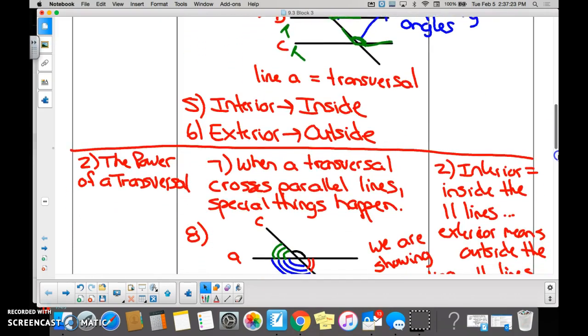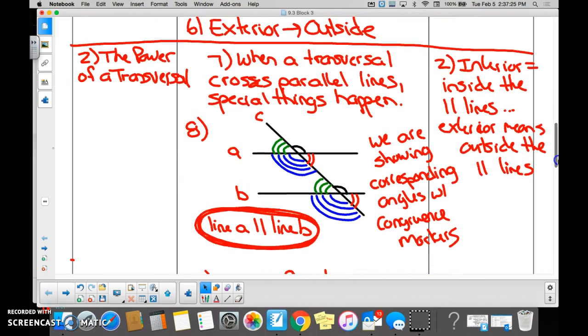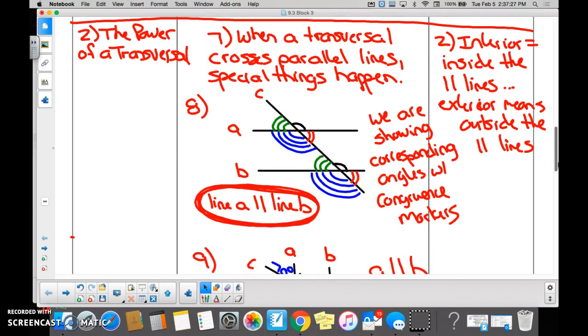All right, the power of a transversal. When a transversal crosses parallel lines, special things happen. So when a transversal crosses non-parallel lines, so let's say we have this. Those are not parallel, right? Yes. And then we have a transversal cross it. Do special things happen? No. But if we know that line A and line B are parallel, then special things start happening, right? Yes. And right here it tells us line A and line B are, we use the symbol parallel, right?